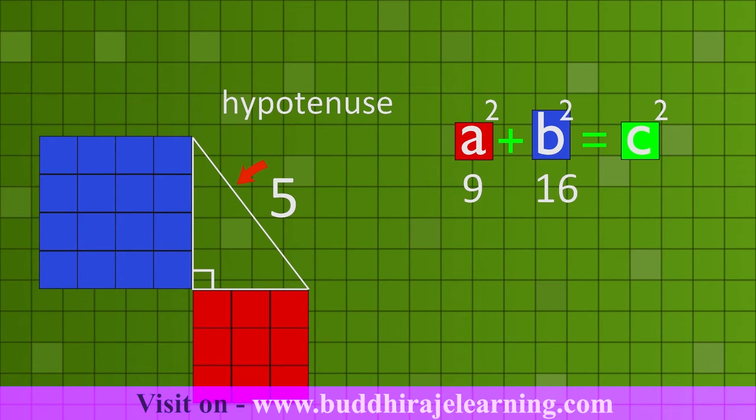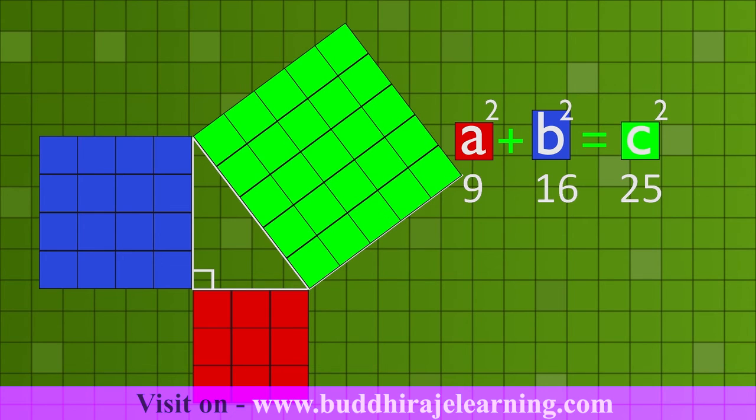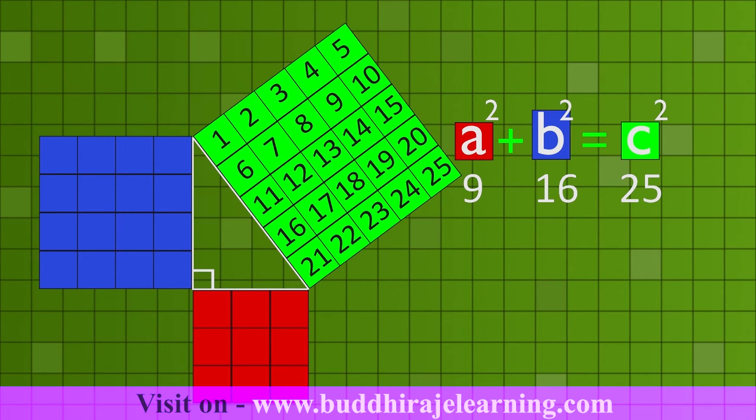Now the hypotenuse is denoted by C, which is the longest side of the triangle. The hypotenuse is 5 units long. The square of 5, that is 5 into 5, gives 25. Here squaring the figure, we get a 5 by 5 geometric square with side length 5 units. In this green square there are 25 unit squares. Therefore, the bigger green square indicates C square in the Pythagoras theorem.